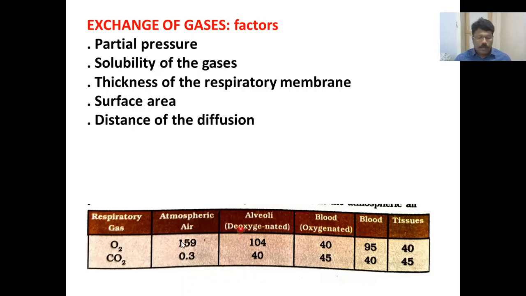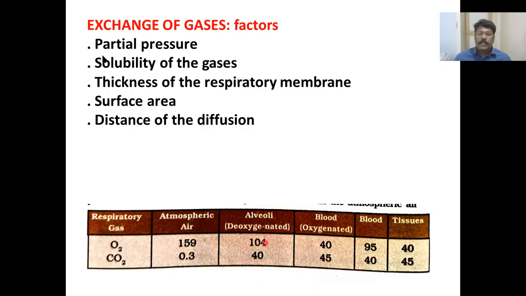So remember, the partial pressure of these gases plays a very important role in diffusion. You see, the oxygen in the atmosphere has a concentration of around 159 mm of Hg. The pressure will be measured in terms of mm of Hg. And once it enters into the alveoli, the partial pressure will be 104 mm of Hg.